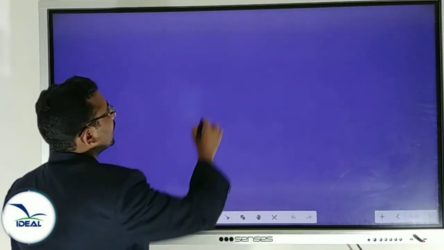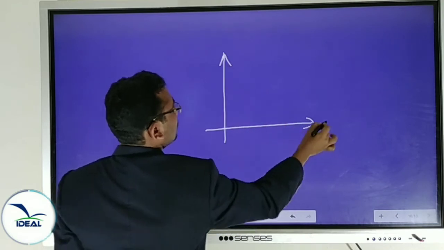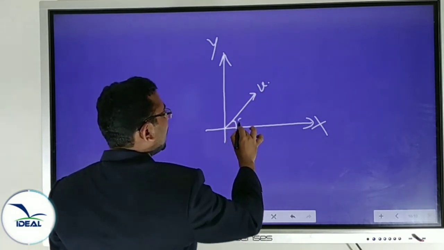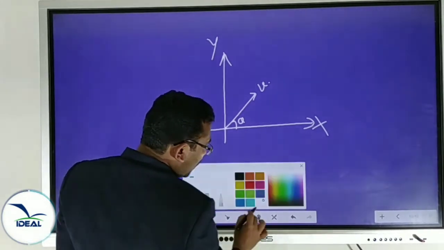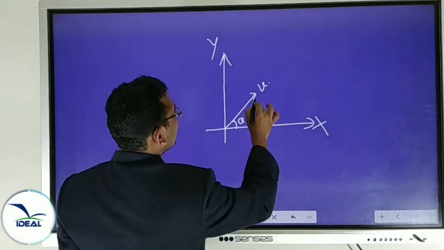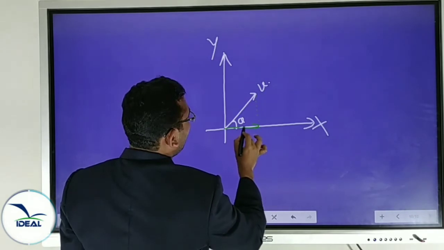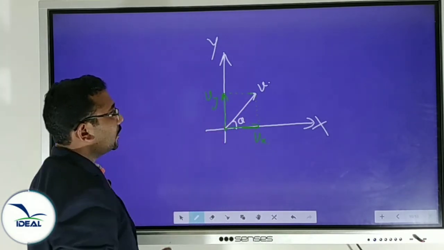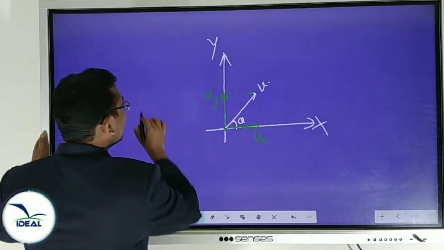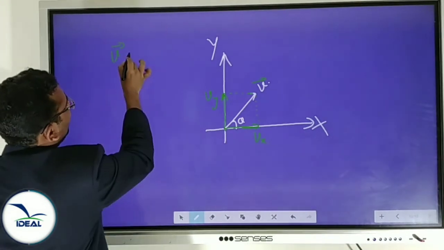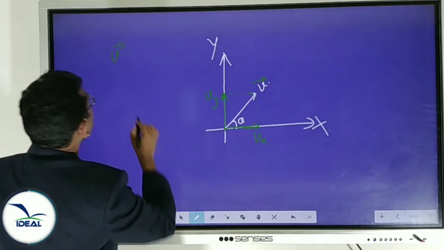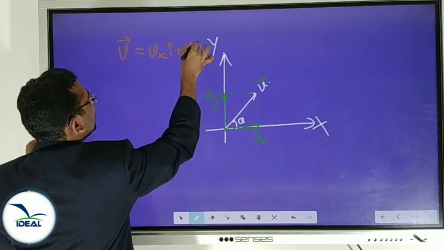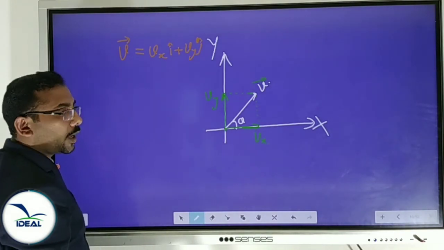One more thing. Suppose we have a vector, a velocity v, making an angle theta with the x axis, and we split the vector into two components. One is vx along the x direction and the second one is vy along the y direction. That is, rectangular components. Then we can write the velocity v equals vx i cap plus vy j cap.